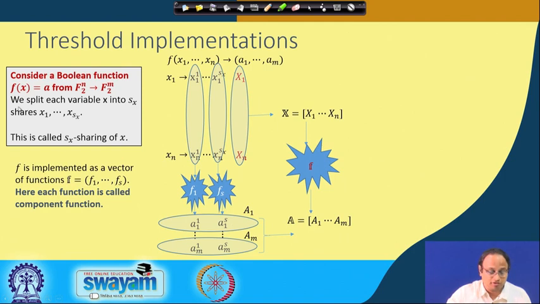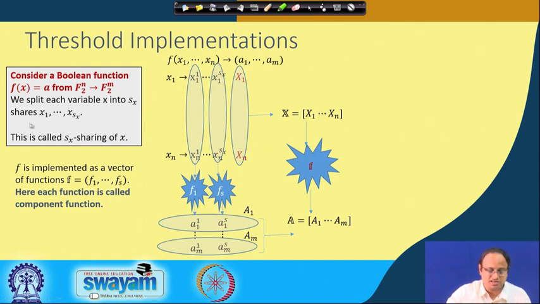Suppose I have got a function f(x) equal to a, which takes an n bit value and transforms it into another m bit data. The idea is that now we will split each variable x into Sx shares. Like we were having d shares, suppose I use Sx to indicate the number of shares that I use for my input data x.